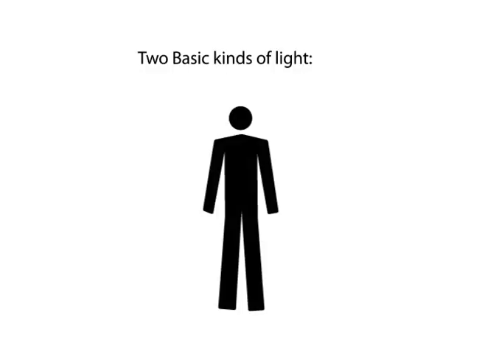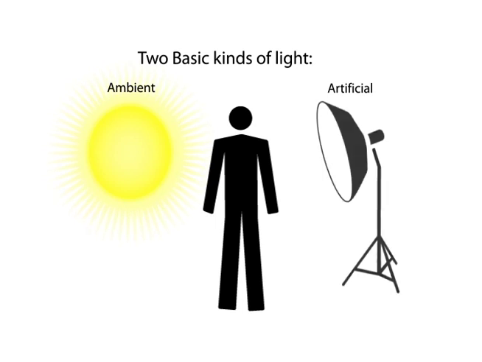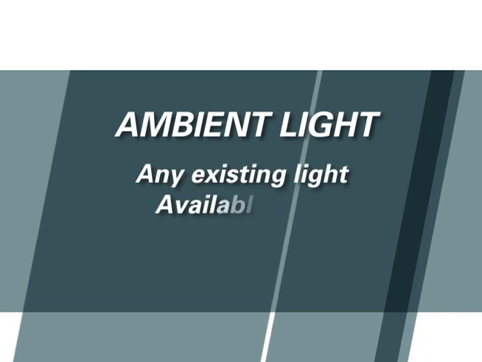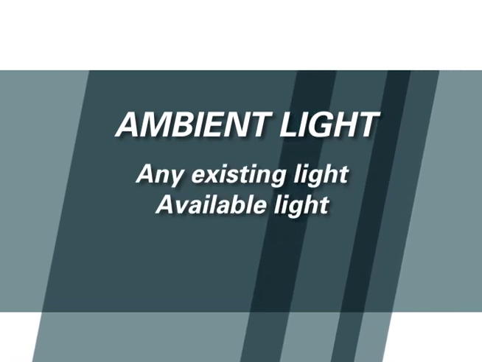There are two basic kinds of light: ambient light, often referred to as available or pre-existing light, and artificial light, light that can be created by flashes, light bulbs, fluorescent, and studio lighting. Think of ambient light as the light you're shooting in that you didn't bring with you.